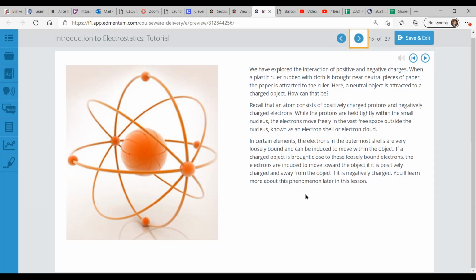If a charged object is brought close to these loosely bound electrons, the electrons are induced to move toward the object if it is positively charged and away from the object if it is negatively charged. You'll learn more about this phenomenon later in this lesson.